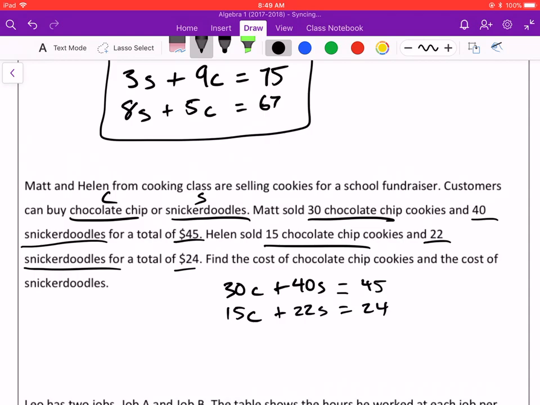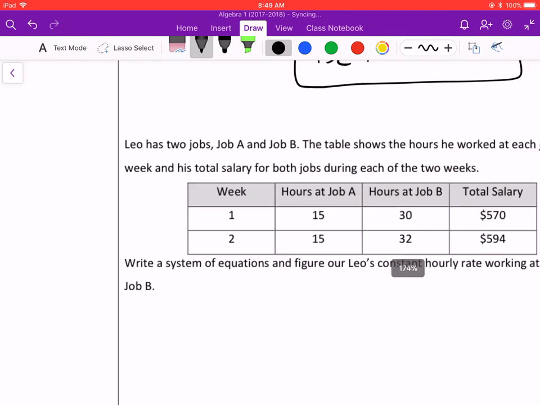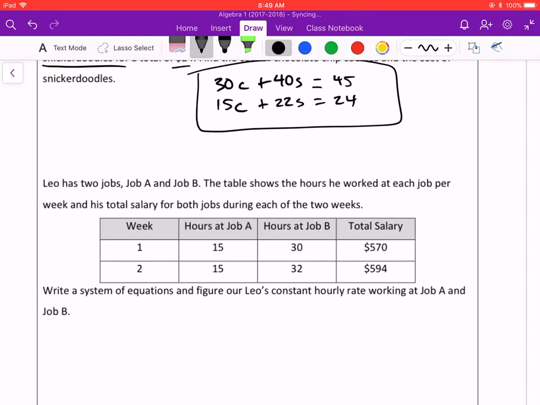Find the cost of each. So there we go. We wrote the equation. You can put that in the calculator to find out what C would equal, S would equal, and you would know the cost of each. All right? Now, what if I give you a table? All right? Table is really not much different.